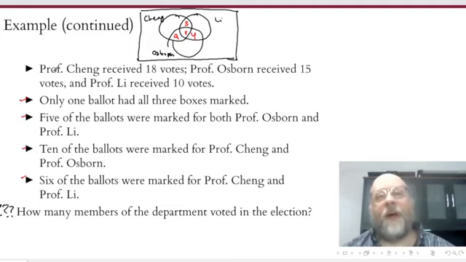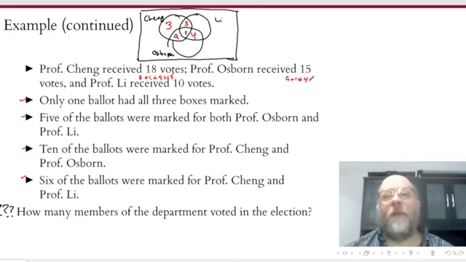So let's go back to the top. Chung received 18 votes. And so far we have 5 plus 1 plus 9. That's 15 votes. And so we need 3 more votes to make up the total of 18. Osborne received 15 votes. Well, 9 plus 1 plus 4 is 14. And so Osborne needs 1 more vote to bring the total up to 15. And Lee received 10 votes, but 5 plus 1 plus 4 already is 10. And so Lee does not need any additional votes just for himself. All right.